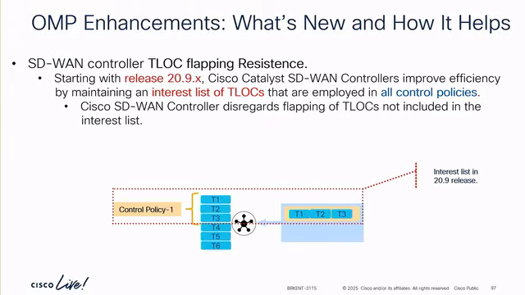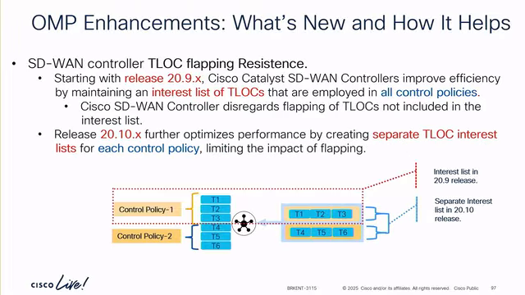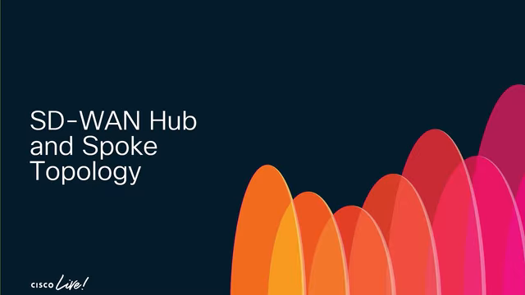So we made another enhancement in 20.10. In the network, we have seen that customers apply different control policies for different sites. So we create the interest list only for those TLOCs which are applied in that particular control policy, and we do not re-advertise if the flap is happening outside that interest list to those particular sites. These are the two enhancements that have been made, and they are internal, so you don't have to do any configuration knob in order to enable them.